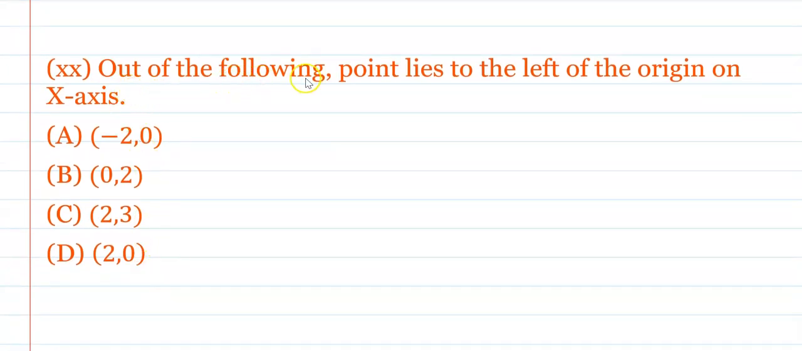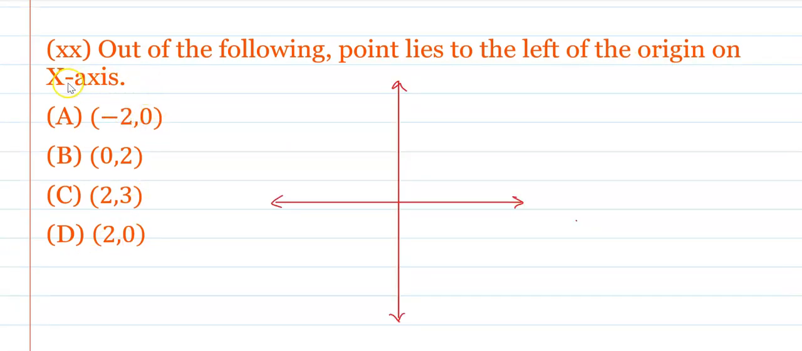Out of the following, which point lies to the left of the origin on x-axis? Point lies on the x-axis. Point हा कशावरती आहे तर x-axis वरती आहे. This is the x-axis and y-axis. Therefore, its y coordinate must be 0. मग कुठले पॉइंट असू शकतात (-2, 0) and (2, 0). But it lies to the left of origin.